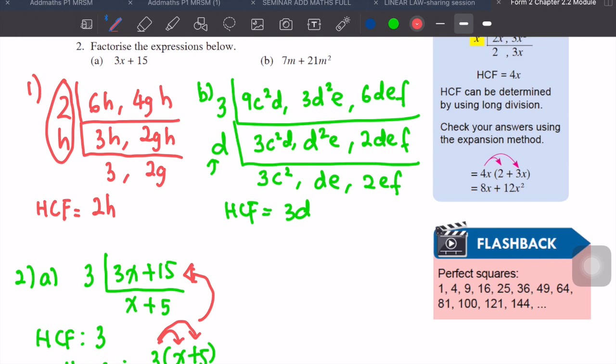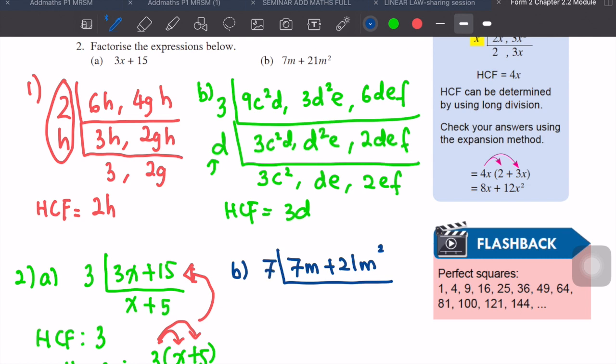Okay, we look at B. B, you have 7m plus 21m square. First tengok kita ada 7 and 21. Ataupun cara lain kita boleh fikir, apa sifir yang ada 7 dan 21? 7 and 21 is sifir 7.